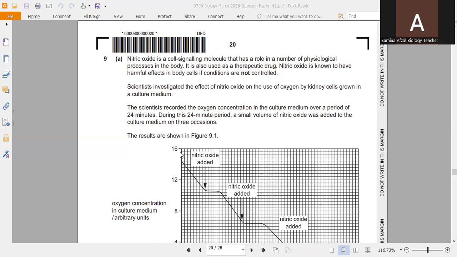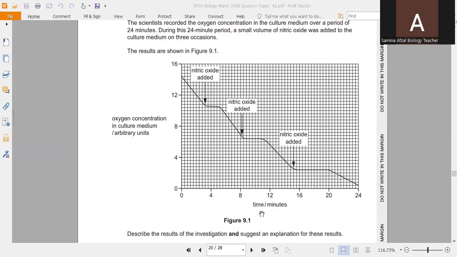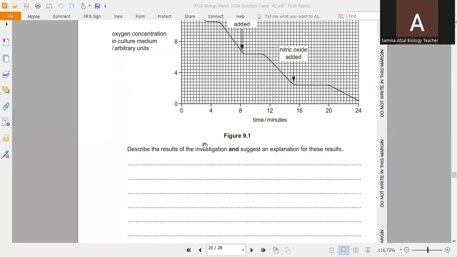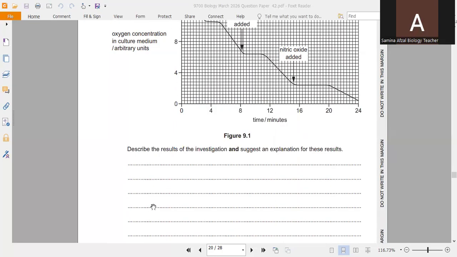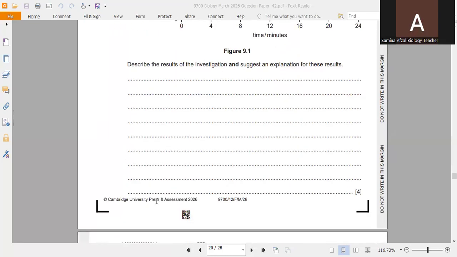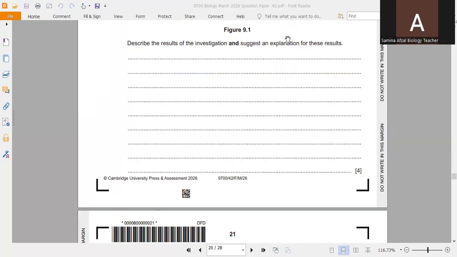So here you can see the time has been given on the x-axis, and on the y-axis oxygen concentration in culture medium, in arbitrary units. So here you can see that the oxygen concentration is decreasing as the nitric oxide is added into it. From 0 to 24 minutes, it becomes around 0. So describe the results of the investigation and suggest an explanation for these results.